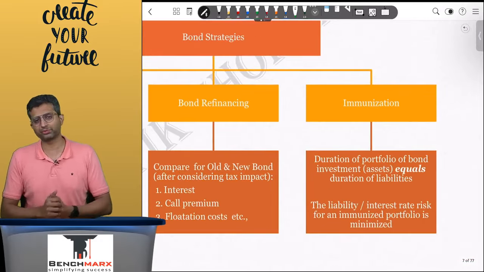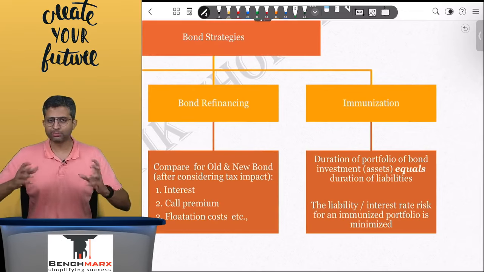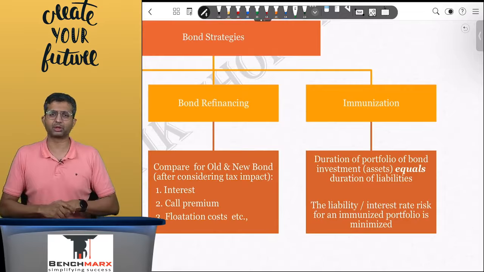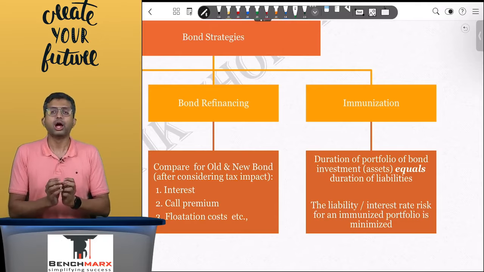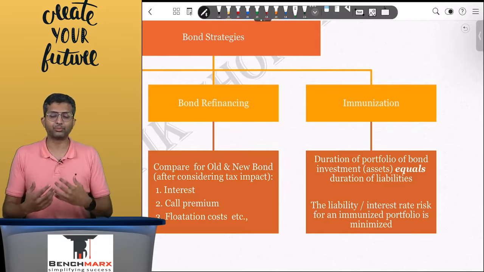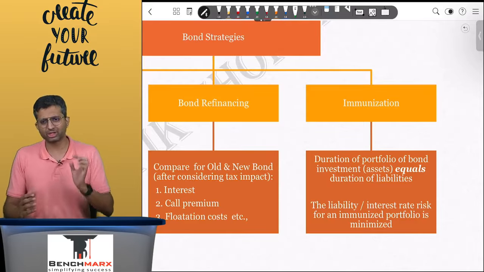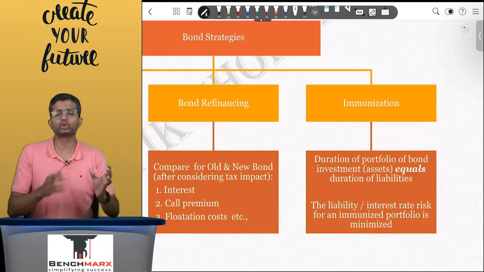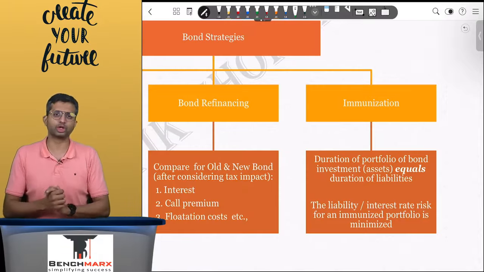Then you have a concept of immunization. As the name goes, immunization is like protection. So, banks who have assets and liabilities which are affected by interest rates, or pension funds who have assets and liabilities which are affected by interest rates, will be subjected to interest rate changes, and to protect them from interest rate movements, you can do an action which is like immunization. Immunization just means that the duration of a portfolio of assets should equal the duration of the portfolio of your liabilities. At such a point, your portfolio is considered to be immunized.